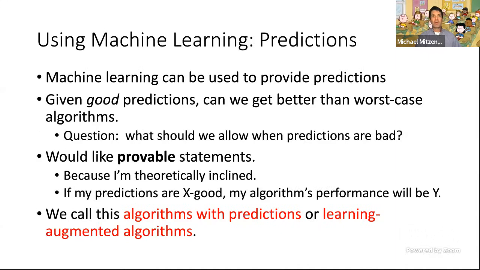All right. So machine learning can be used to give predictions. The question is, if we assume that we are getting some sort of good predictions, not perfect predictions, but good predictions, can we get better results than just using our worst case algorithms? And of course, this leads to the question of how can we be safe, or what should we be doing in case the predictions are bad? So we'd like provable statements of the form that if my predictions are this good, my algorithm's performance will correspondingly be good. We call this framework algorithms with predictions, or sometimes learning augmented algorithms.